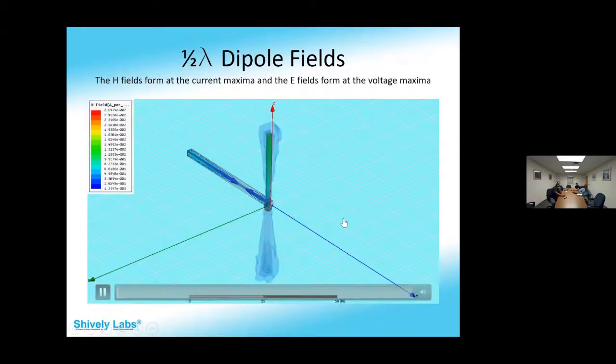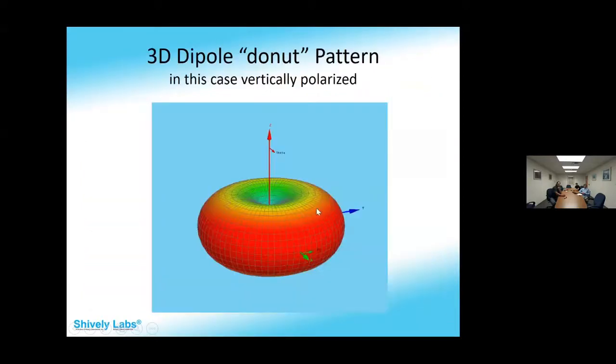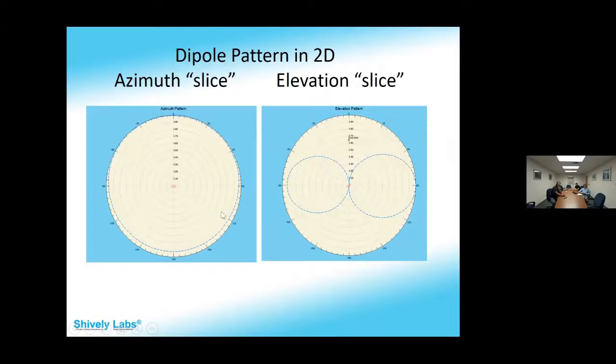And we talked about how the fields form, the electric field there, and magnetic field, electric field on the end of the arms, and magnetic field around the feed point, and how that produces the idealized donut pattern, vertically polarized in this case. And then we moved on to show the slices of the azimuth pattern and the slice of the elevation pattern.